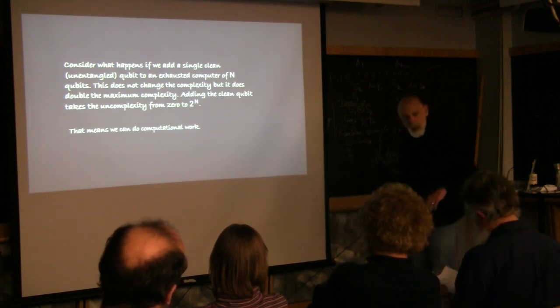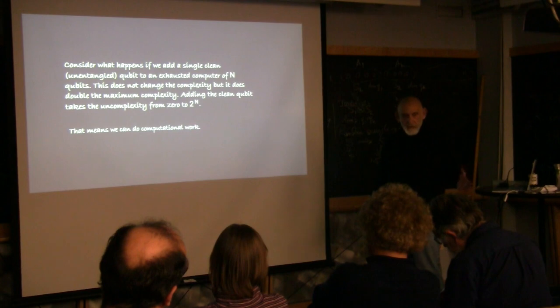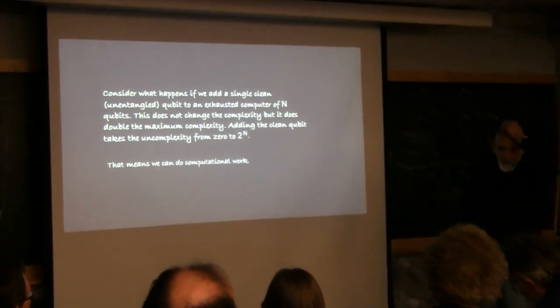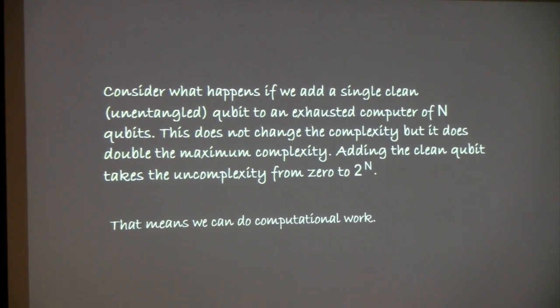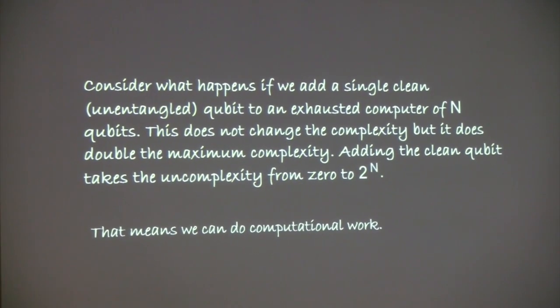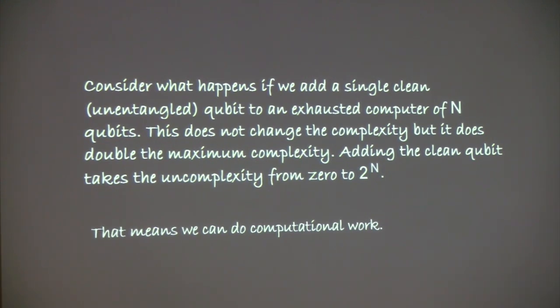All right, now consider what happens. This is a very interesting example. I didn't invent it. It was invented by Knill and Laflamme. It's very unintuitive, at least it was to me. I learned about it from Patrick, I forgot about it, and Scott reminded me about it. Consider what happens if you take a maximally complex state and just add one clean qubit. A clean qubit means one which is not entangled with the rest of the mess of a complex state. Add a single clean, unentangled qubit to an exhausted computer of n qubits.